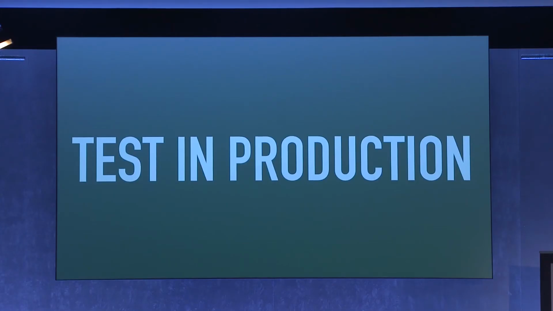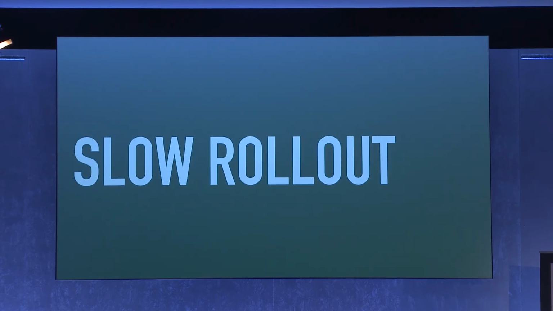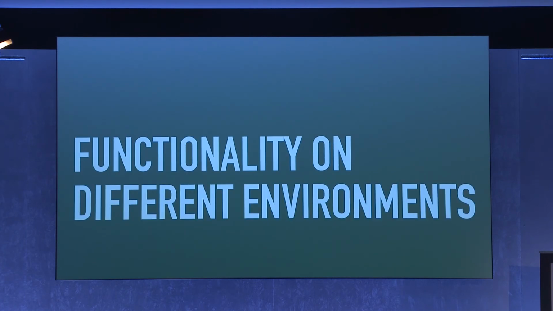Testing in production. I've talked about this. If you want to be able to test in production, but you don't want to test it with all of your users, which is very dangerous and would not be recommended, then you can use feature flags. That's slower rollout, for example doing it just for United States users versus British users. Again, you can do that with feature flags. Functionality on different environments, being able to enable and disable mailing, is a very obvious one that most of us have used.